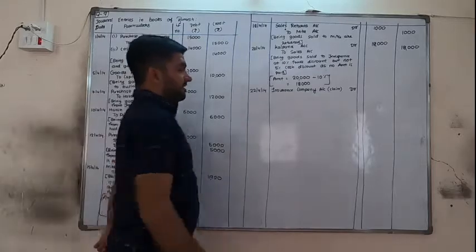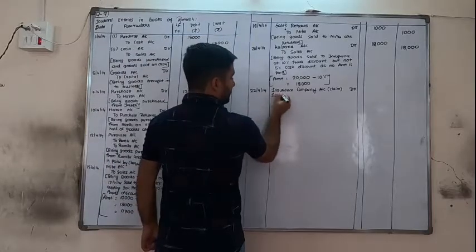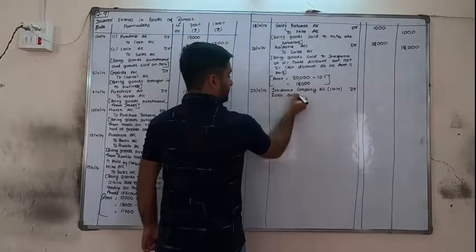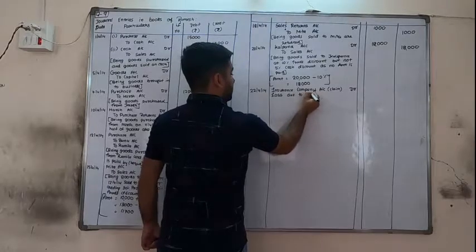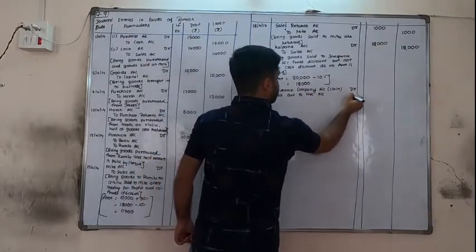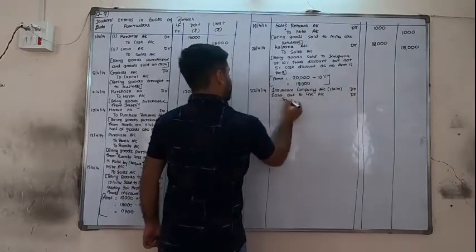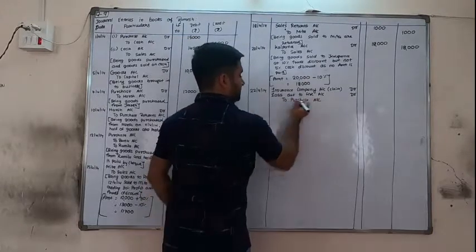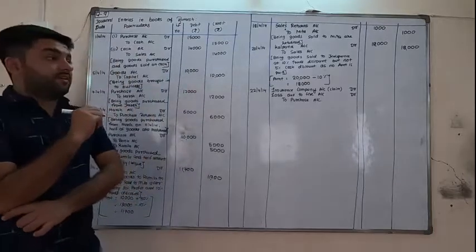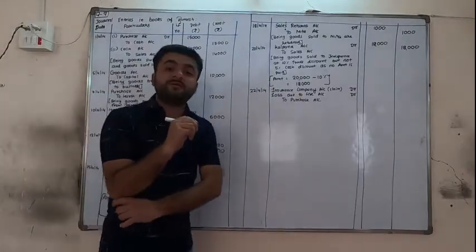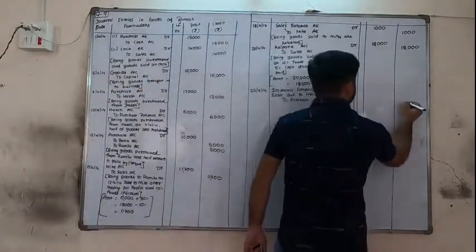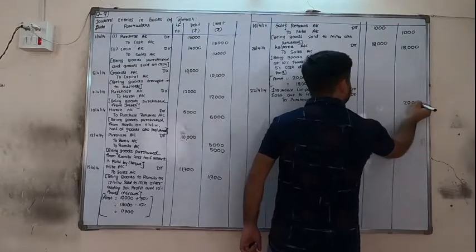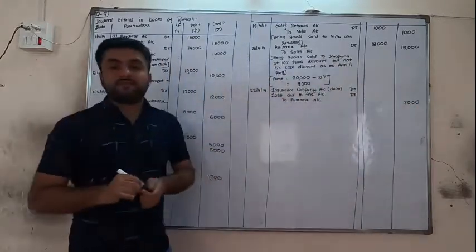Because they are giving us the claim, some amount we are not getting. Loss due to fire account debit to purchase. Now friends, first you fill the amount of goods. The amount of goods is 2000. So on the credit side of purchase, in the line of purchase account, write 2000.